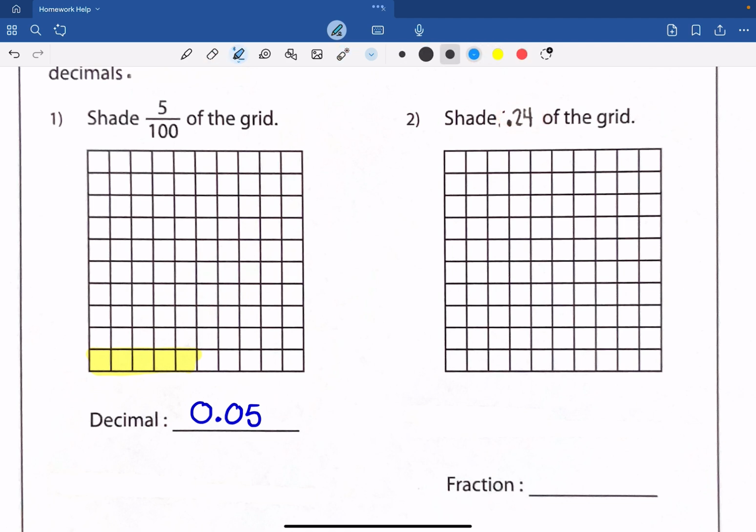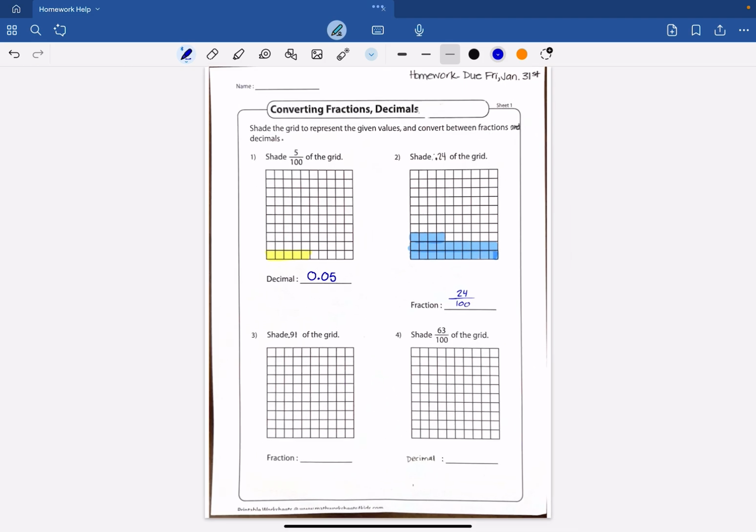I'm going to shade in 10, because I know the whole bottom row is 10. And then a second row would be 20. Okay, and then I need 4. 21, 22, 23, 24. There, I have shaded in 24 hundredths of the grid. And if I wanted to write 24 hundredths as a fraction, we take our 24 and we put it over, you guessed it, 100.